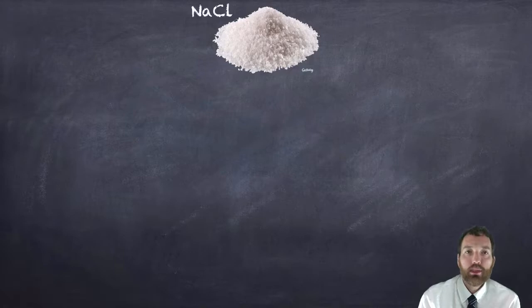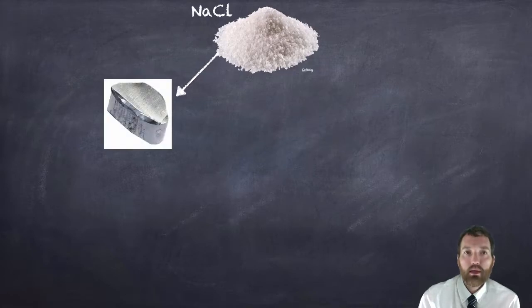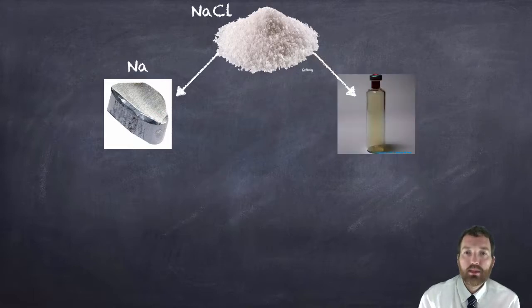So here's an example. This is salt, table salt, sodium chloride. Sodium chloride is made up of sodium. Sodium is actually a metal. It's this really silvery soft metal. It's so soft you can cut it with a knife. The other component in this compound is chlorine. Chlorine is a gas. It's this kind of greenish fuming gas. And they have completely different properties than table salt has.